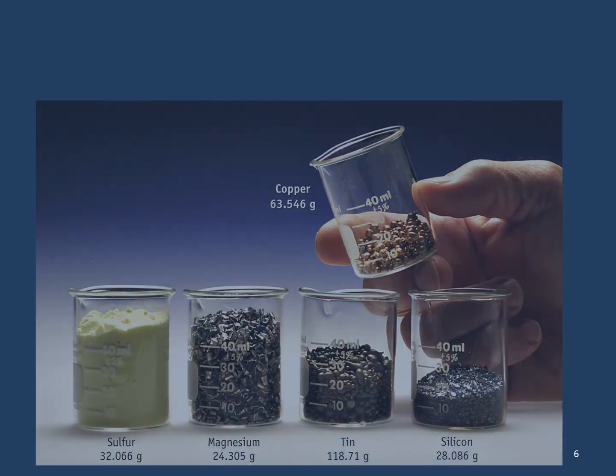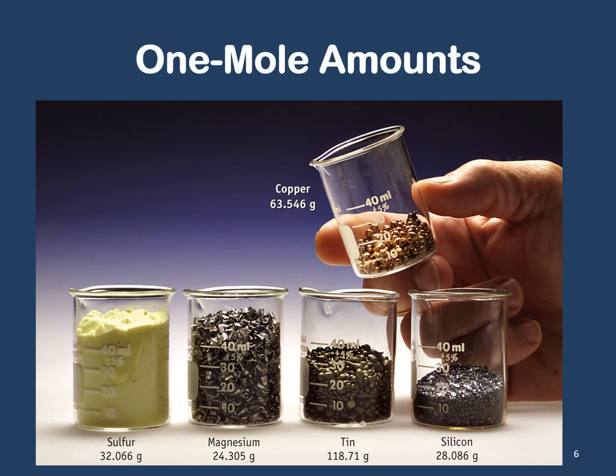Here are some 1 mole amounts, just to give you an idea that different substances have different weights, and therefore to get to 1 mole, or 6.022 times 10 to the 23 atoms, it would have different masses. And so here's a mole of sulfur, magnesium, tin, silicon, and copper.